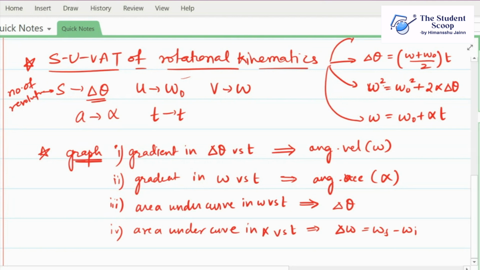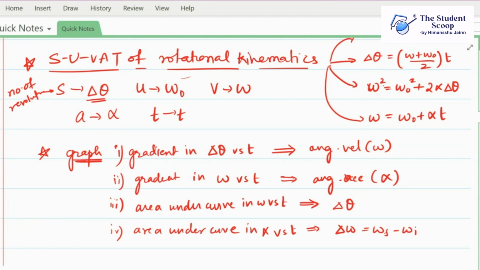So what is the angular velocity of Earth? If somebody asks you, you can just do omega is equal to 2 pi by time period. Earth takes 24 hours to complete one revolution. When you convert that into seconds, 24 hours into 60 minutes into 60 seconds, that will give you the angular velocity of the Earth. So those kinds of things you can calculate.